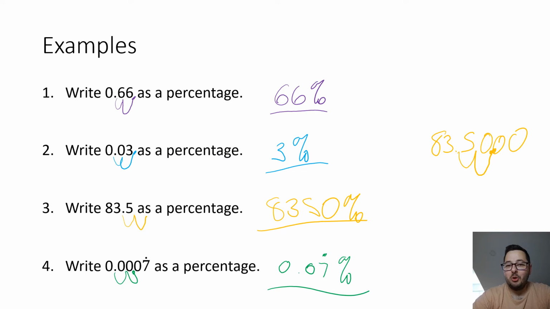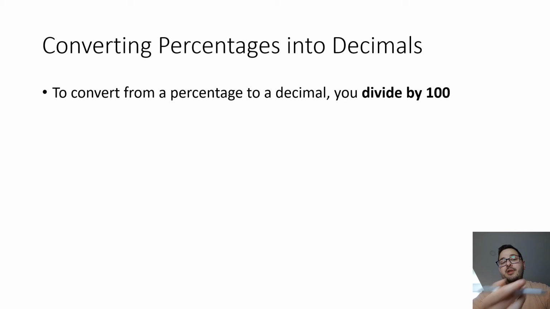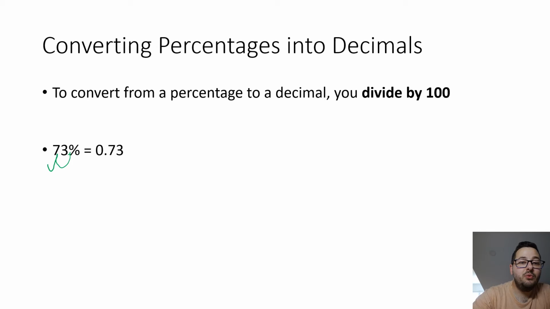So now let's have a look at going backwards. So now we want to go from a percentage to a decimal, and you might have guessed it, if you multiply to go one way, you divide to go the other way. So to go from a percentage to a decimal, you divide by 100. So for example, 73% is 0.73, and this time because we're dividing by 100, we've got an invisible decimal point here, we move it 2 to the left, so it's 0.73.